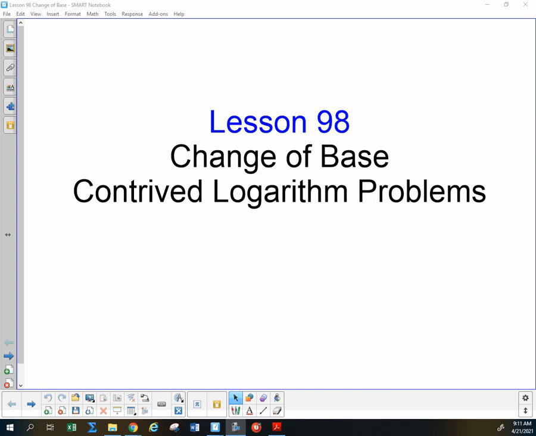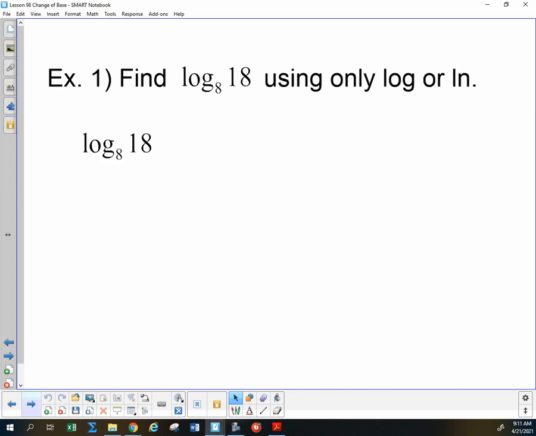So let's get started here. First example, if you needed log base 8 of 18 and you're not allowed to use the Inspire function where you punch in the 8 and the 18. These first two I'm going to do the long way, but then we'll get the formula, and then on problems you'll do it the shortcut way. But let's copy down the proof of this.